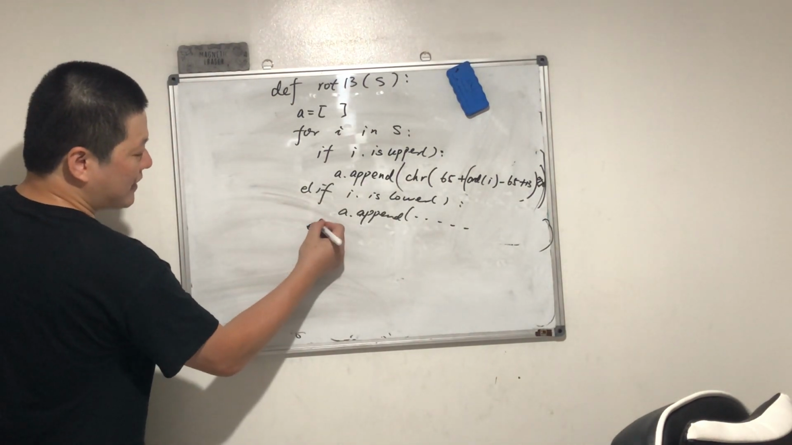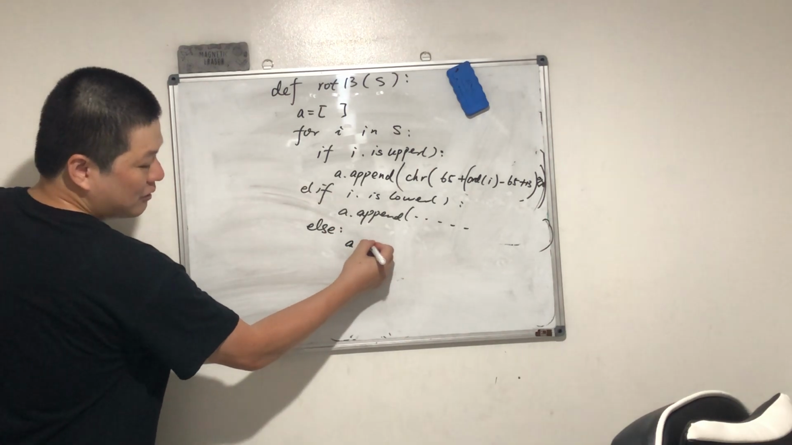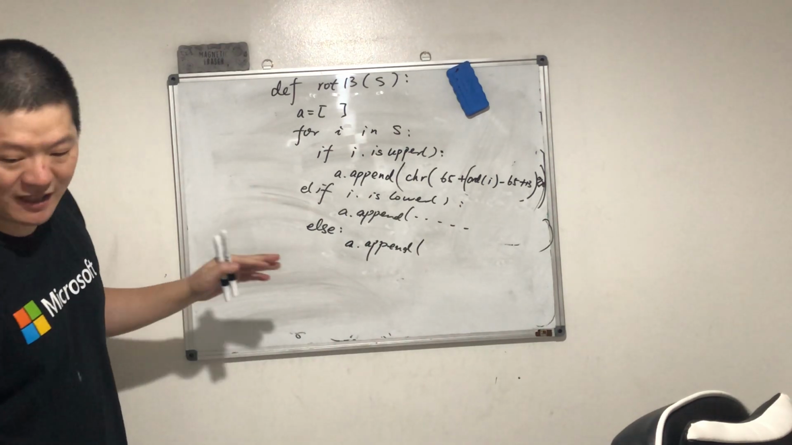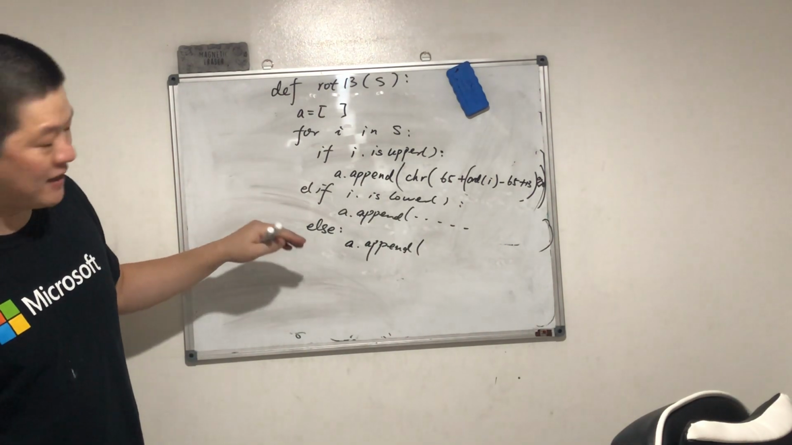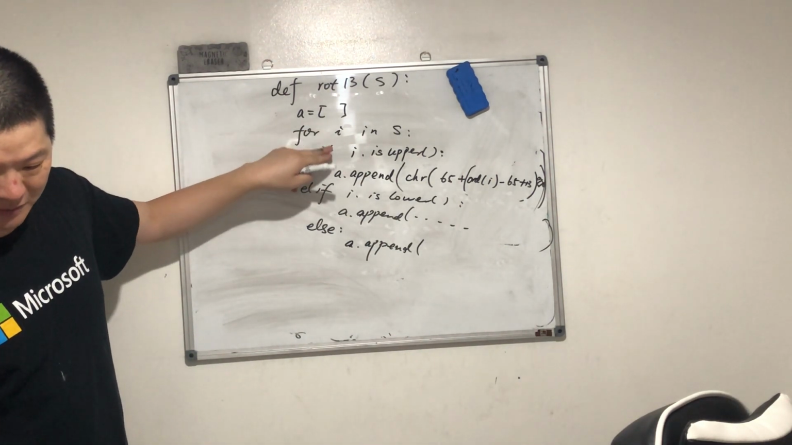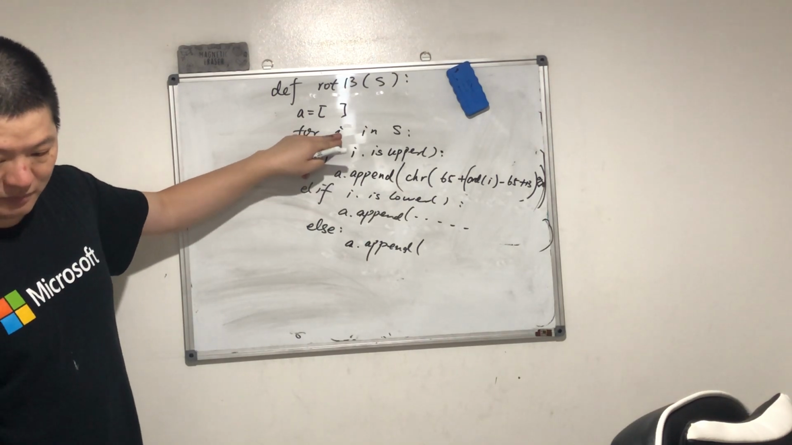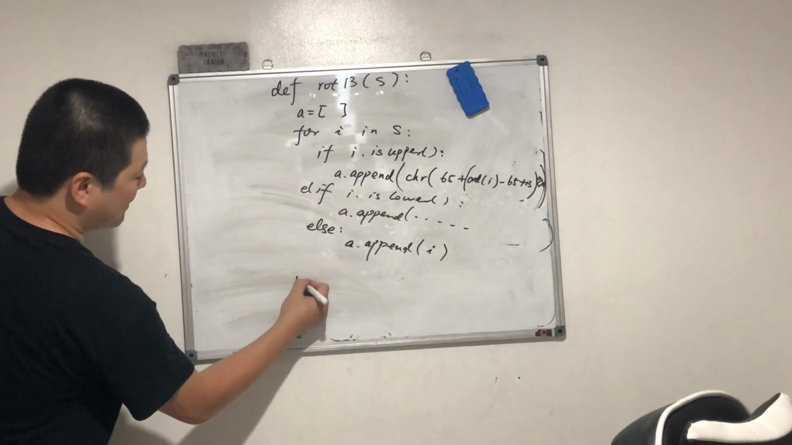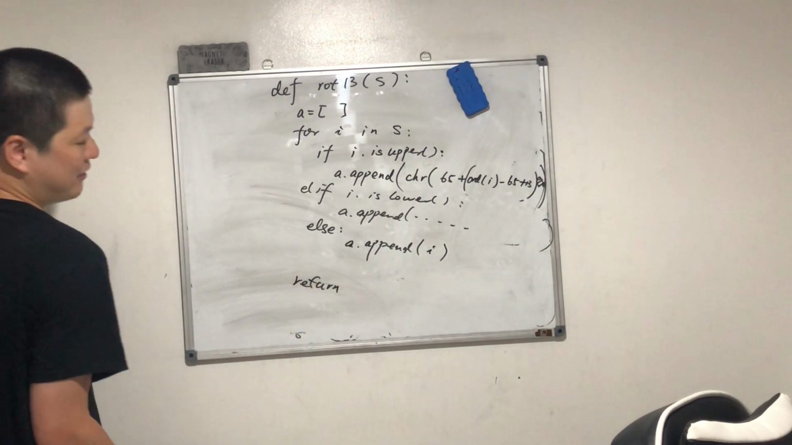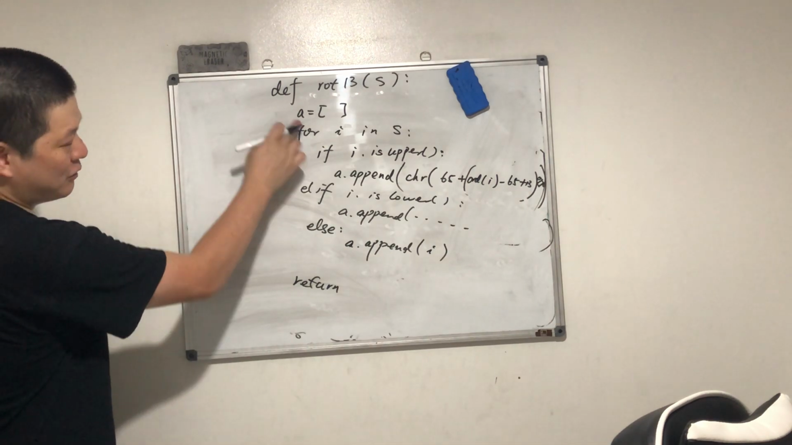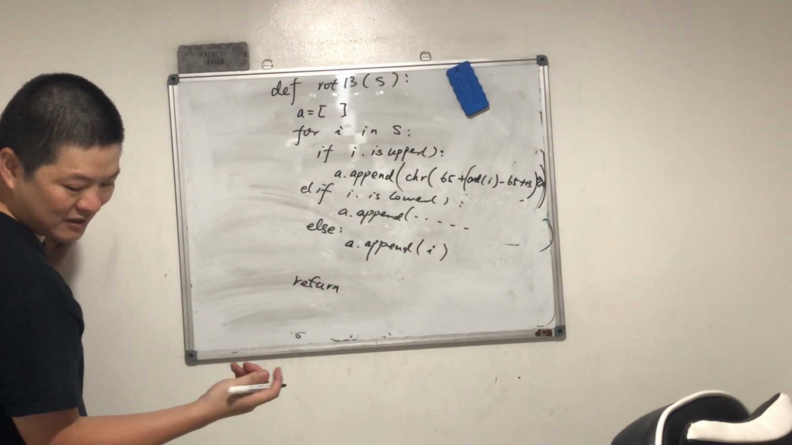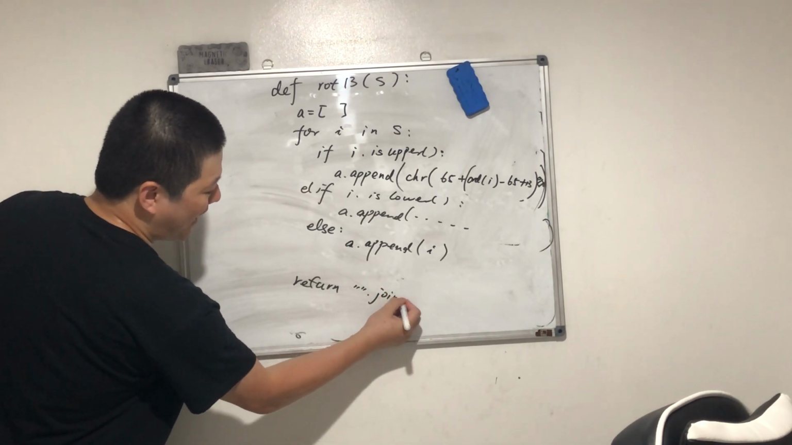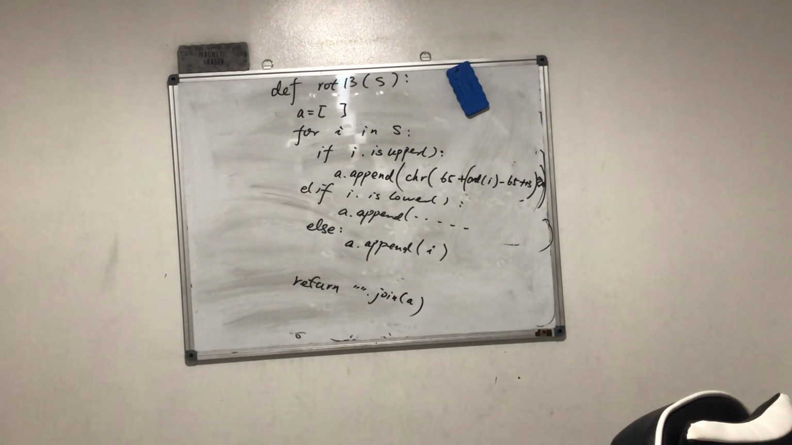And else, if it's other characters, what do we do? If it's other characters, we don't change. So in this case, we append which variable? i. And return what? We want to convert this to a string: empty string dot join. That's it. Okay, got it?